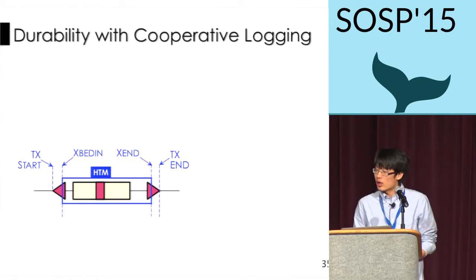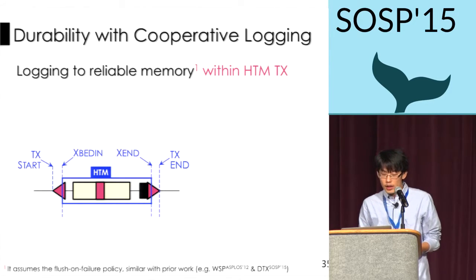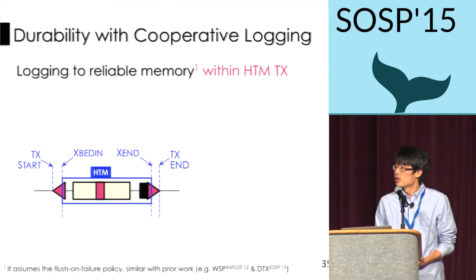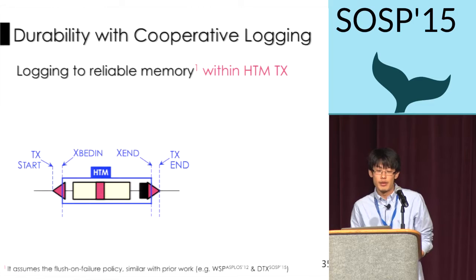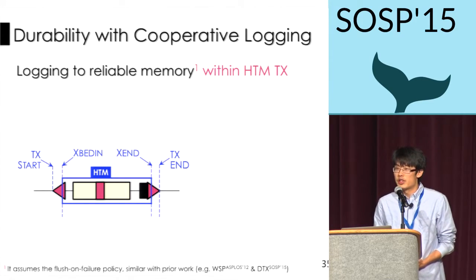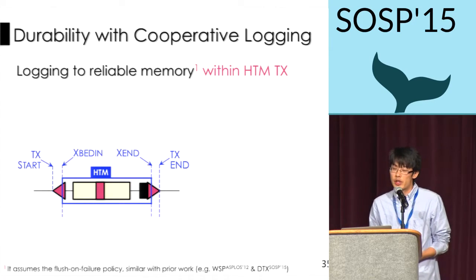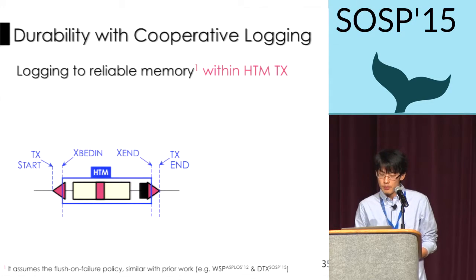We use a cooperative logging and in-memory logging scheme to provide durability. For in-memory logging, we will log the modifications of a transaction to non-volatile memory in HTM. Here we assume a flush-on-failure policy, which means that the HTM transaction's writes to non-volatile memory will be persisted once the HTM transaction commits, even if there are machine failures.